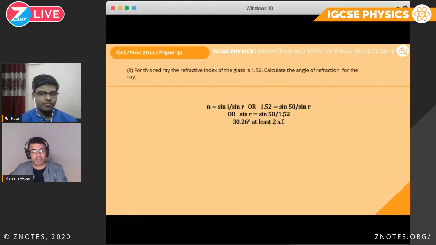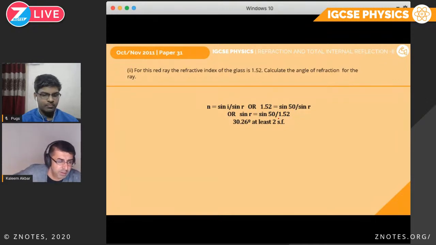When you do sine 50 over 1.52, you're going to get a very small answer. In fact, let me do it. This is where a lot of students stop. So sine 50 divided by 1.52, and you get 0.5039.